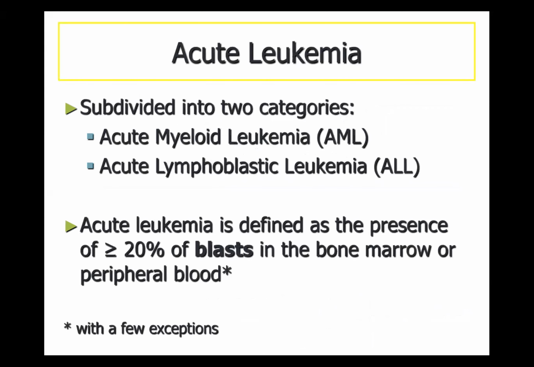So we know that acute leukemia is generally divided into myeloid and lymphoblastic leukemias. The more common are the acute myeloid leukemias. And you diagnose leukemia when you see 20% or more blasts in the bone marrow or the peripheral blood, with a few exceptions. So sometimes you can diagnose acute leukemia without 20% blasts, and we're going to talk about the types of acute myeloid leukemia that can be diagnosed without the 20% blasts.